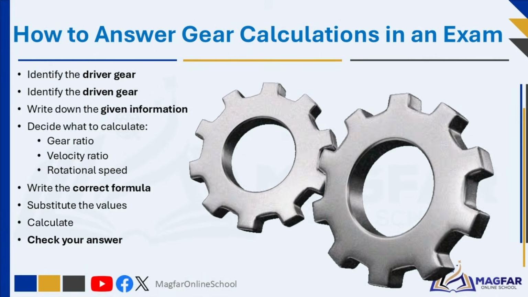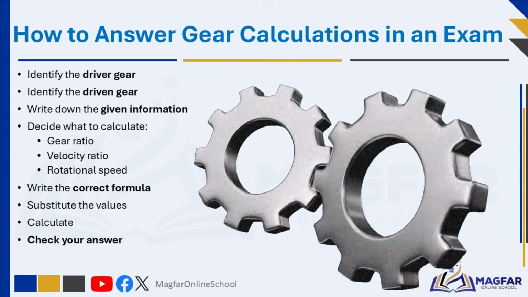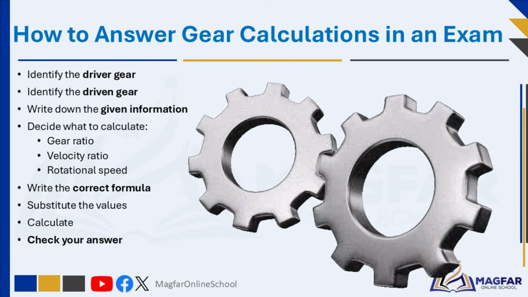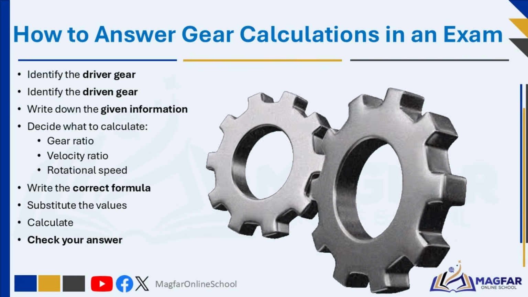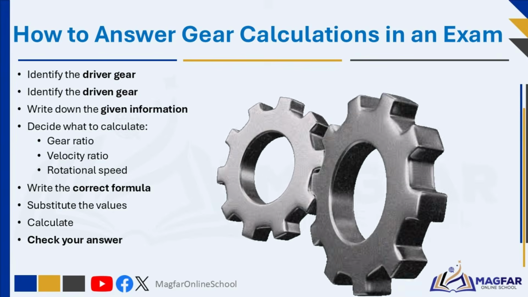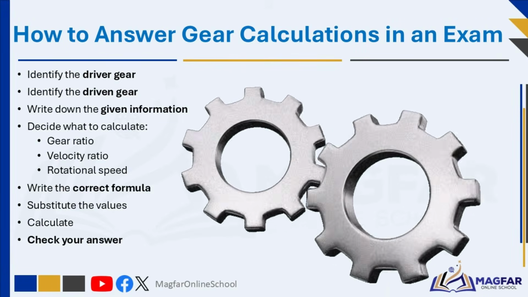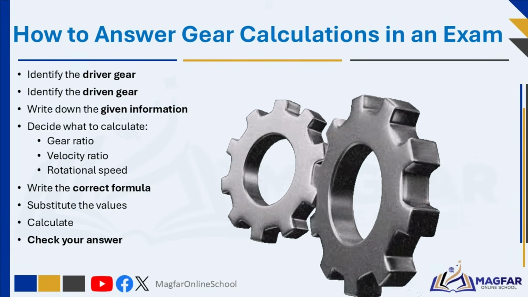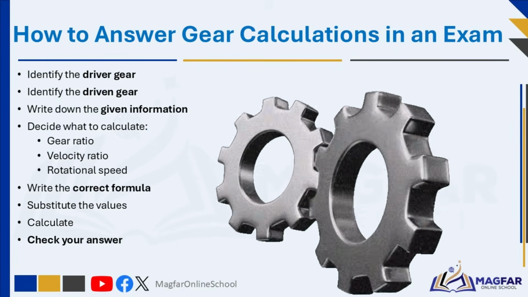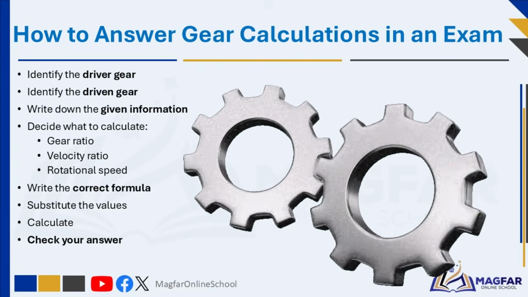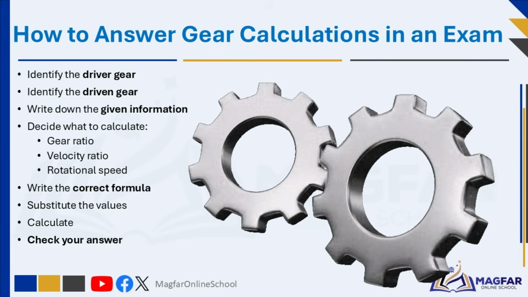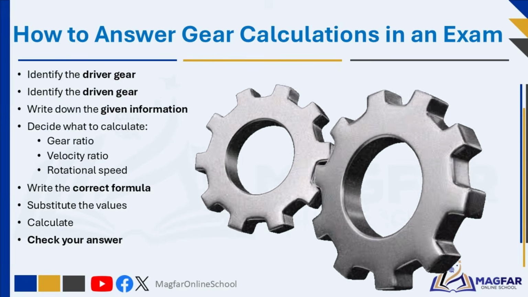Want to stop losing easy marks on gear calculations? Use this simple exam method every time. First, identify the driver gear. Second, identify the driven gear. Third, write down the information you are given. Fourth, decide what you need to calculate: gear ratio, velocity ratio, or rotational speed. Then write the correct formula, substitute the values, and calculate the answer.